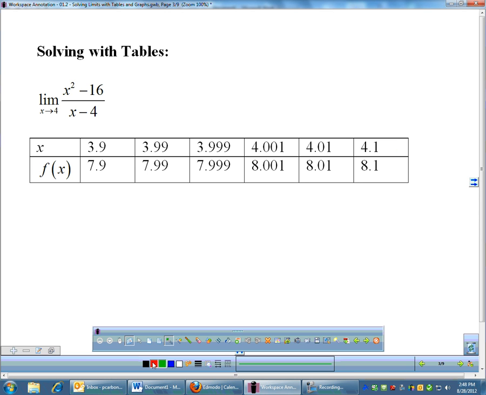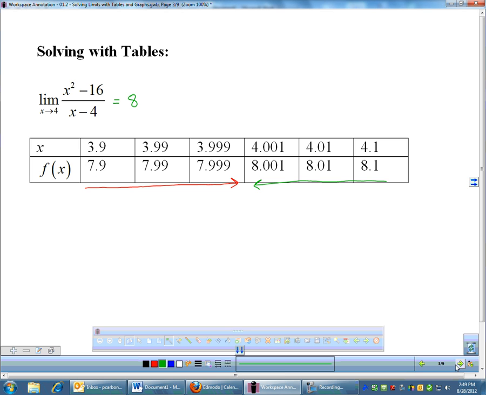The way I read this table is we look from the left and look at my y values, so 7.9, 7.99, 7.999. Then from the right side, my y values are 8.1, 8.01, and 8.001. What you have to decide is, do these two values look like they're going to the same thing? These definitely do. They are approaching 8 from both sides. So I would say the limit of this function as x approaches 4 is 8, because that's what the left side and the right side were approaching. And that's by analyzing the table.